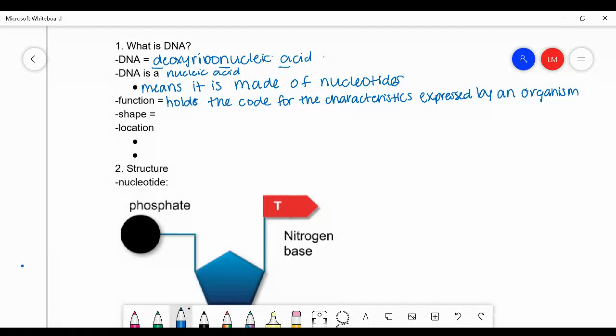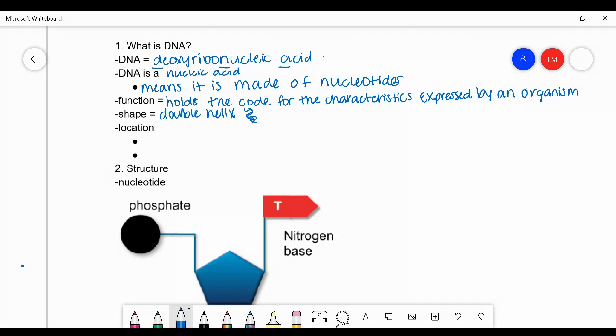The shape of DNA is a double helix. So it's like a twisted ladder, sort of a thing like this. And those 2 strands are held together by hydrogen bonds, as we'll see later.